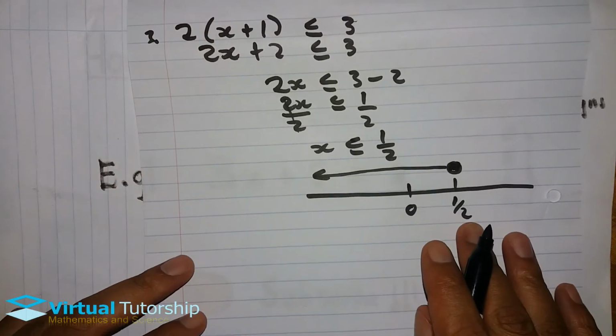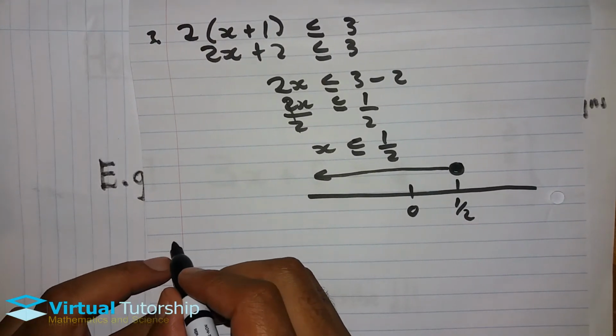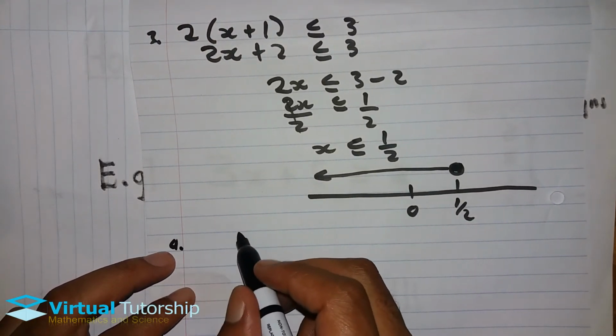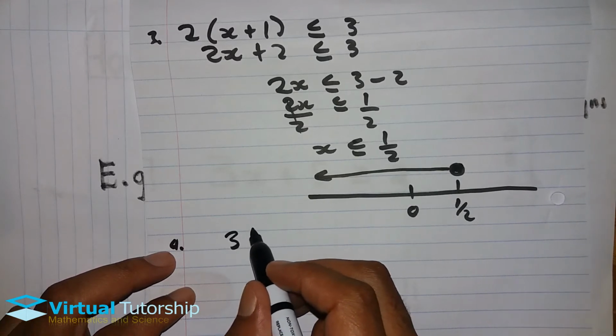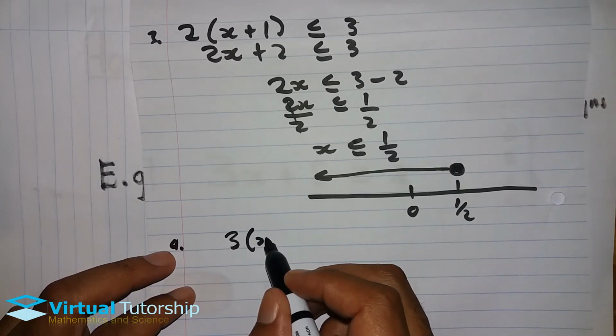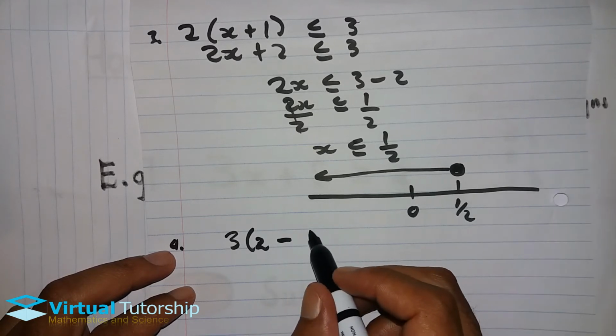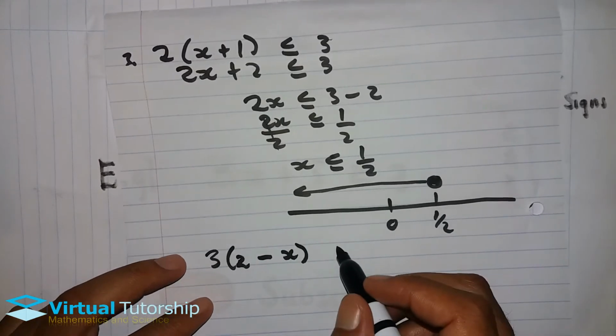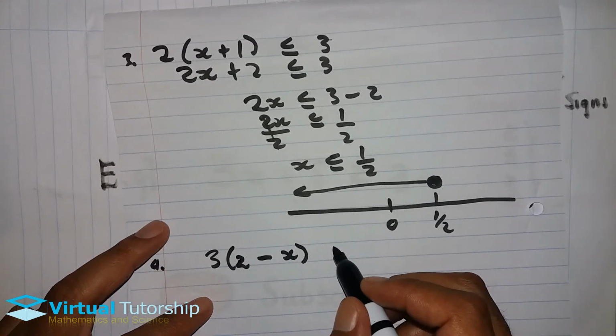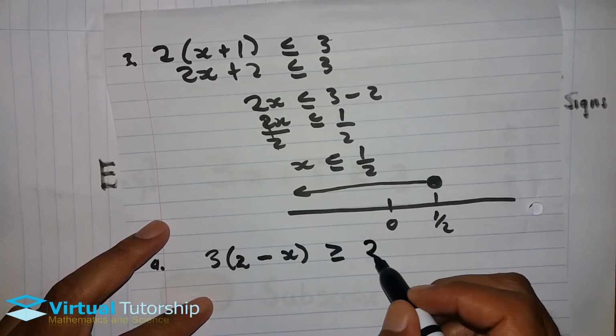So yeah, let's start another example. Number 4. Let's say it's 3, and then it's 2, 0 minus x, let's say greater than 2.